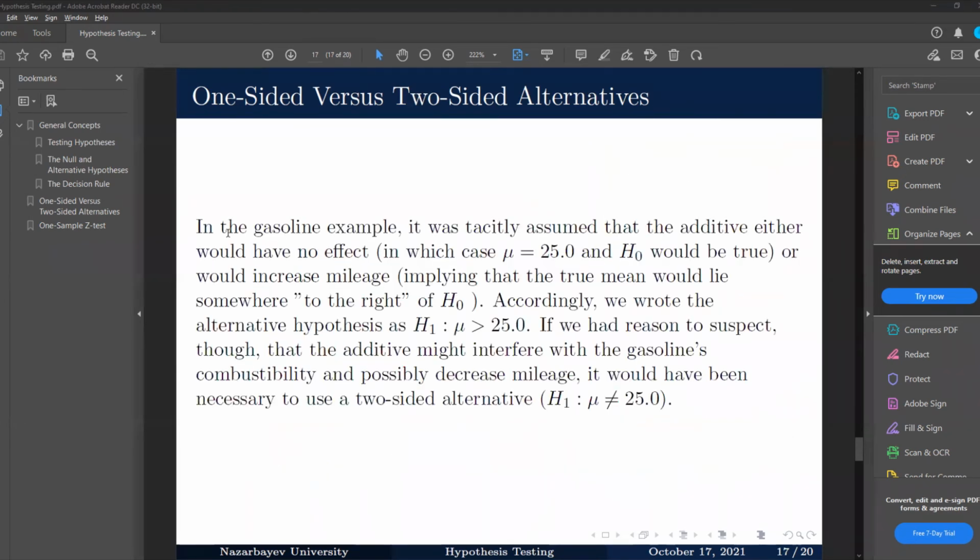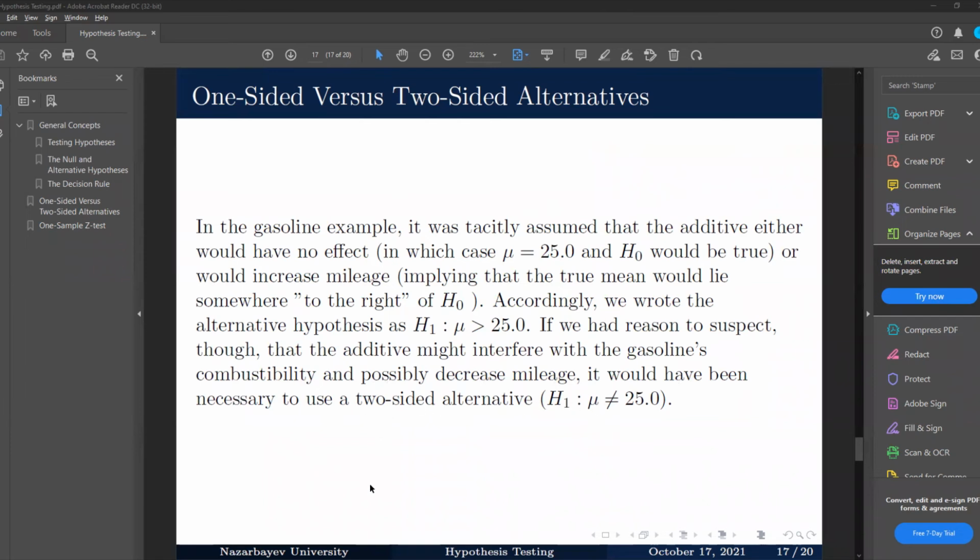Okay. So again, in the gas line example, it was tacitly assumed that the additive would either have no effect, in which case mu would be equal to 25 and H naught would be true, or would increase gas mileage, implying that the true mean would lie somewhere to the right of H naught. Accordingly, we wrote the alternative hypothesis as mu greater than 25. If we had reason to suspect, though, that the additive might interfere with the gas line's combustibility and possibly decrease mileage, it would have been necessary to use a two-sided alternative test.